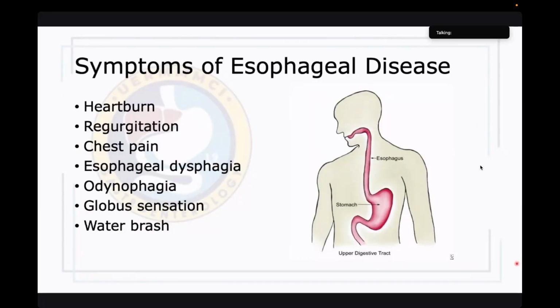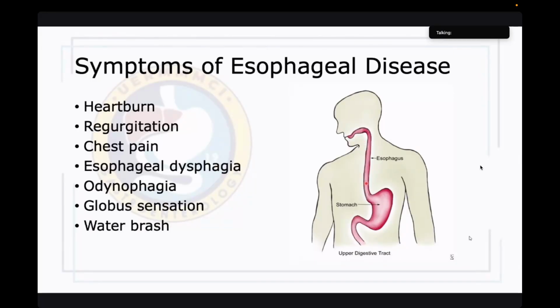As with all other conditions, we start with a careful history taking. We look for symptoms that would suggest esophageal disorder. The most common esophageal symptom is heartburn. This is characterized by a burning retrosternal discomfort, so you feel it behind the sternum, and it arises from the epigastric area and may radiate up towards the neck.